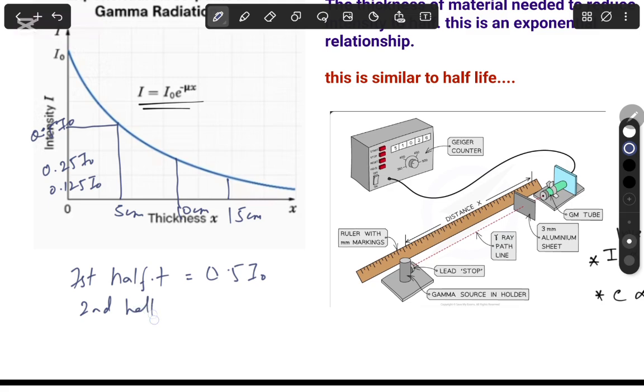Second half thickness is going to be 0.25 I naught. And the third half thickness is going to be 0.125 I naught. I hope that's clear. You can continue this as well.